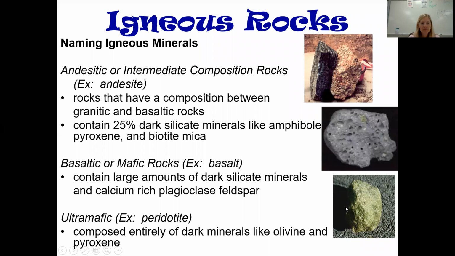Okay. And then this was our in-between category. So we see pretty equally light and dark minerals there. So intermediate. And then we get to our ultramafic. So this is peridotite. It falls in that ultramafic category because, again, it's composed entirely of dark minerals. Okay, that ends our first video on rocks, igneous rocks.